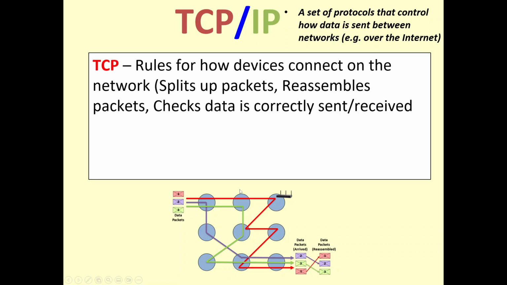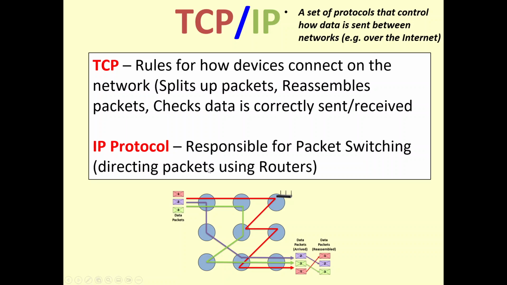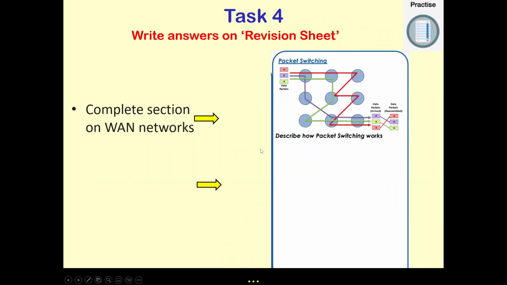So TCP are the rules for how the devices connect to the network, splits the data, reassembles and checks it, and the IP protocol is responsible for packet switching, directing the packets across the network using the routers. TCP, IP. On your sheet, very last section, how does packet switching work? Try to do it in the order. Think about how it starts, how it travels, and what happens at the other end.